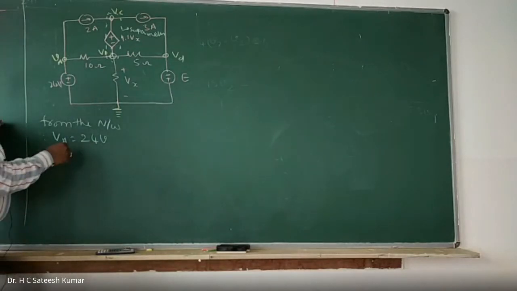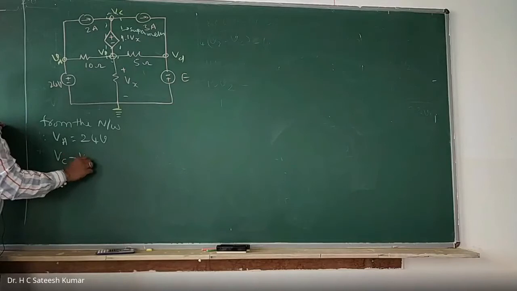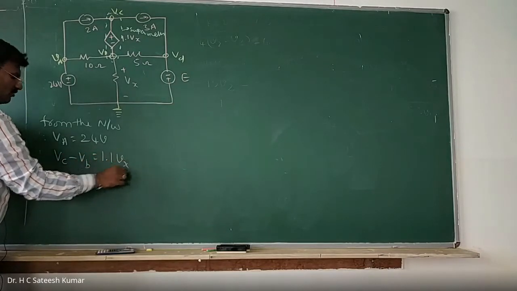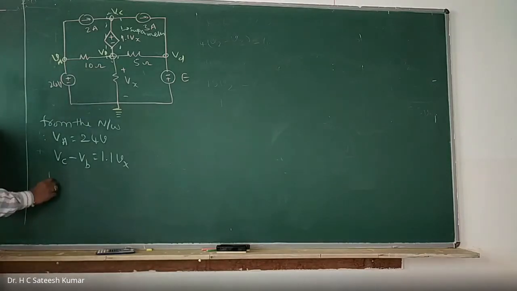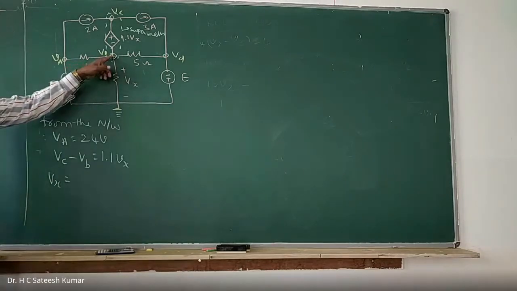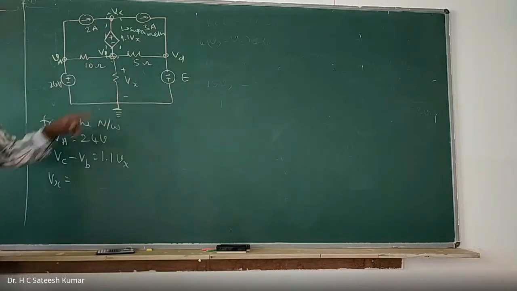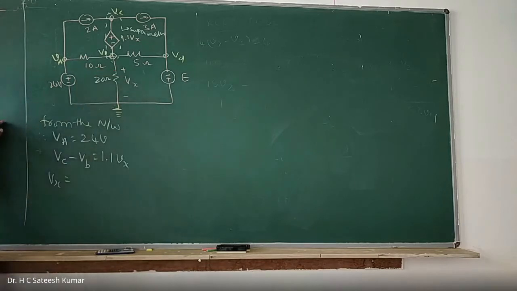Now VB and VC form the supermesh. Therefore VC minus VB is equal to 1.1 Vx. Okay, right. What about Vx? Write the equation: Vx is equal to VB minus 0, divided by the value of the resistance, which is 20 ohms.